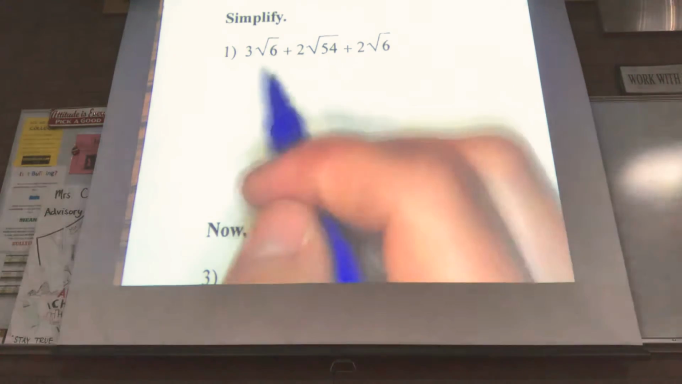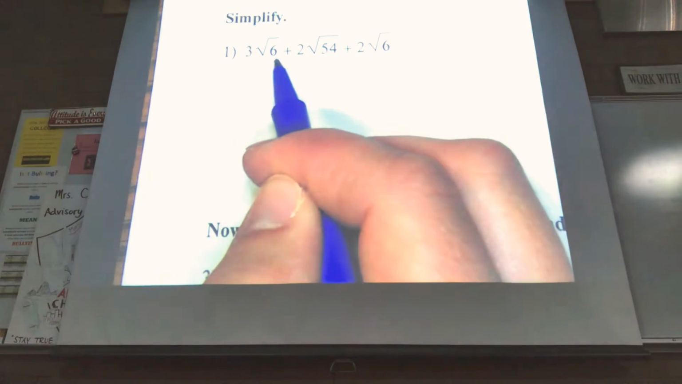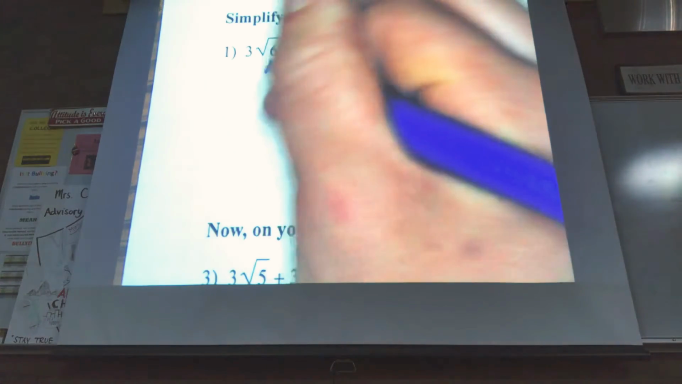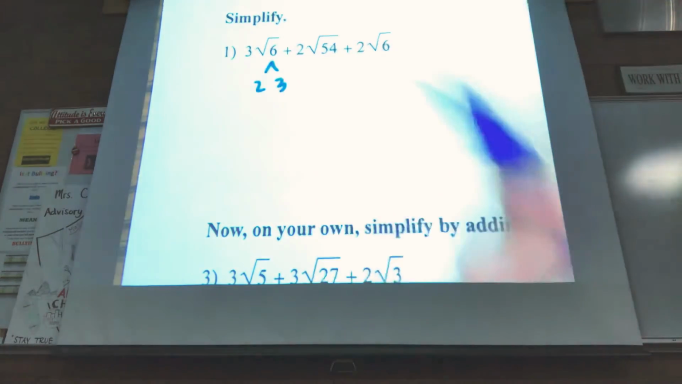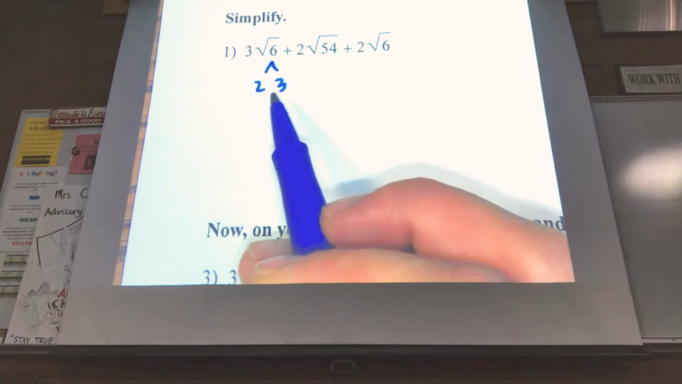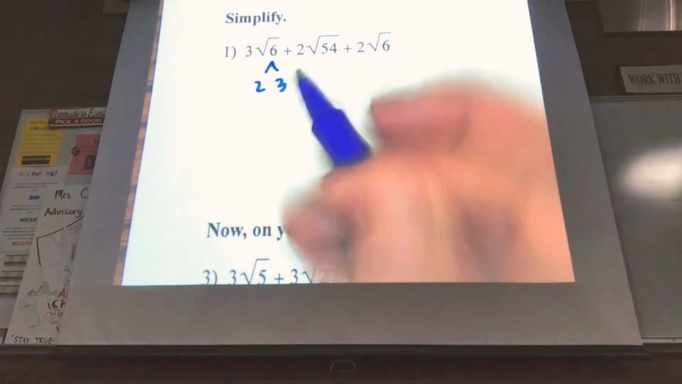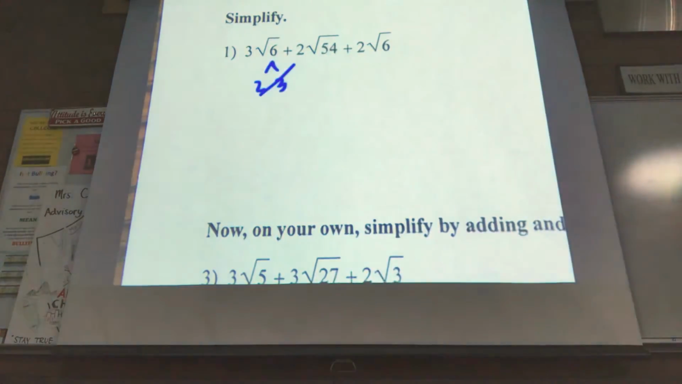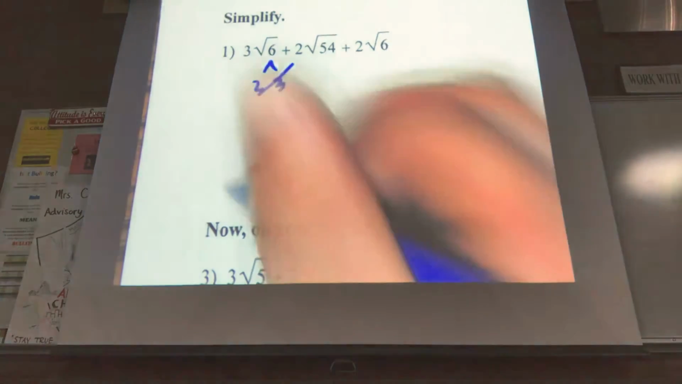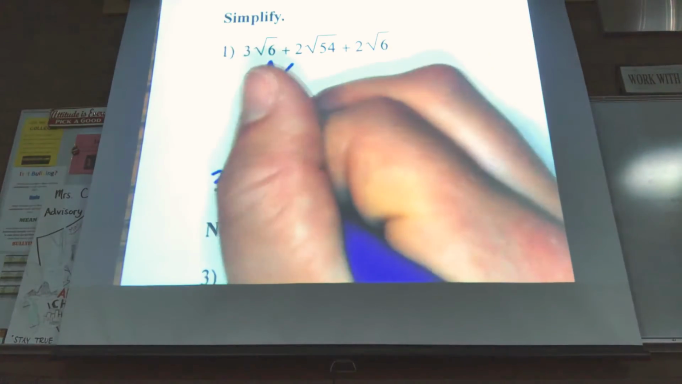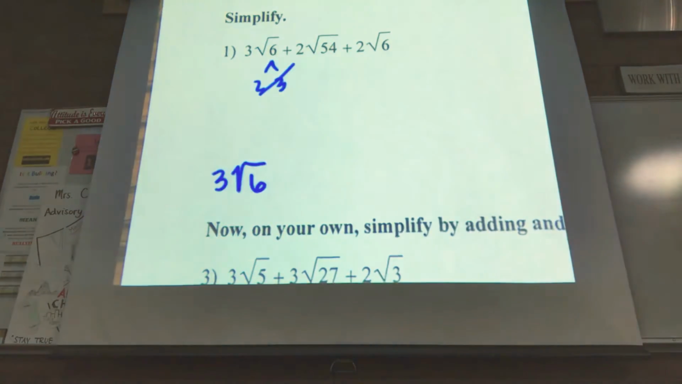Okay, the first one I'm going to look at is this 6. The only way I can simplify 6 is a 2 and a 3. Okay, 2 and a 3 can't be broken up and they can't pair up with anything. So that actually cannot be simplified. That stays 3 root 6. Okay, so I'm actually going to rewrite that down here. 3 root 6 stays 3 root 6. Okay, let's look at our next term.